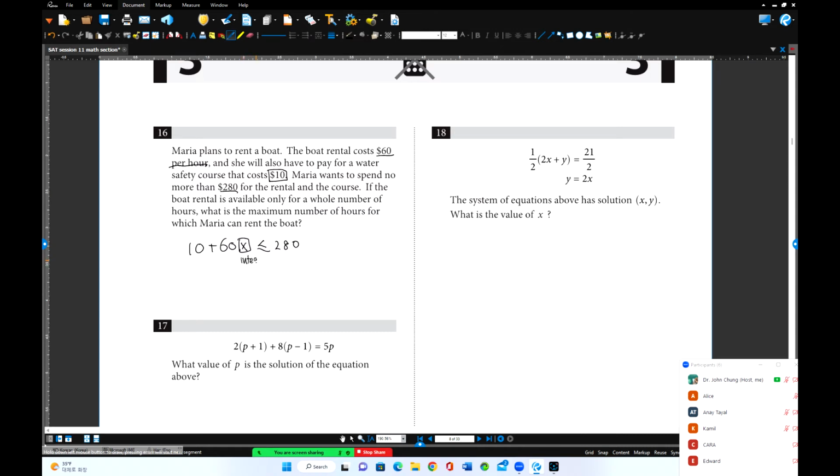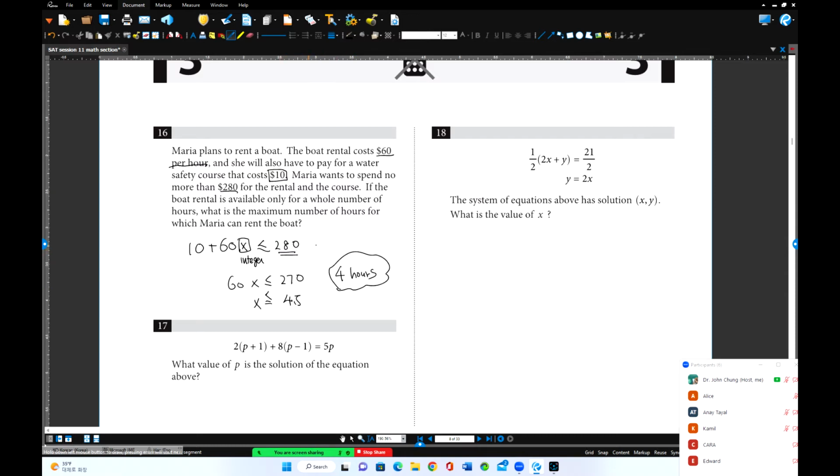So 60x is less than or equal to 280 minus 10, which is 270. You can divide by 60, and that is 4.5. So it should be less than or equal to 4.5, but as it is an integer, it is 4 hours. The maximum is 4 hours of rent. 5 hours is over this amount.